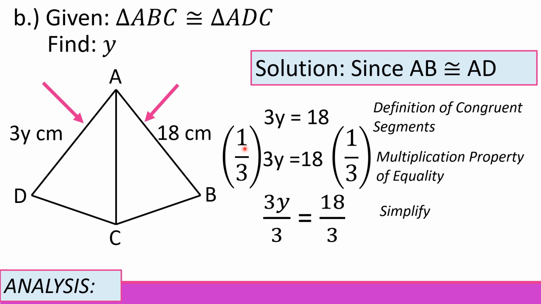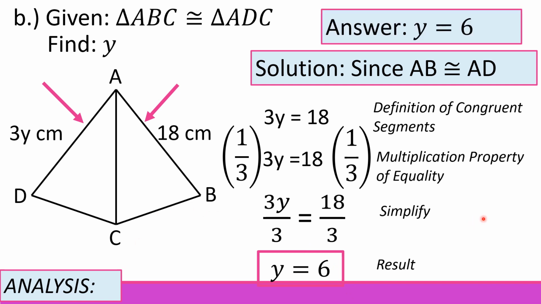So 1/3 times 3y will give us 3y over 3. And 18 times 1/3 will give us 18 over 3. So we are now going to divide. 3y divided by 3 will give us y. And 18 divided by 3 will give us 6. Therefore, the value of y is equal to 6.